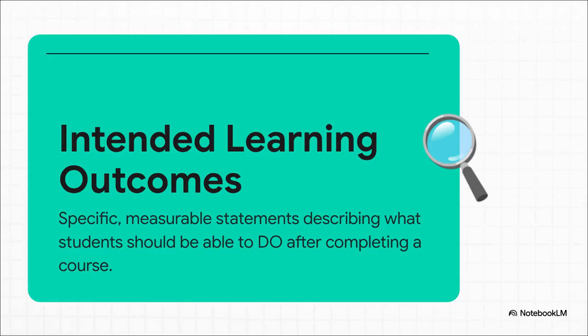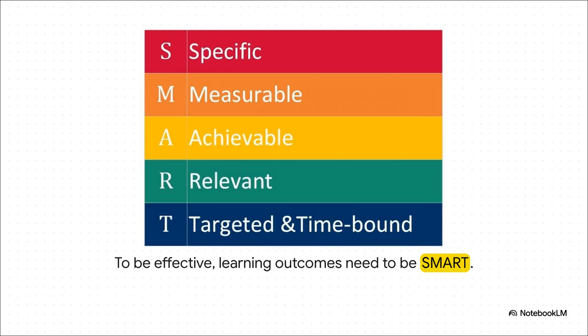Now, these are not some vague, fuzzy hopes like students will understand history. No way. They are precise, action-oriented statements. For instance, students will be able to analyze the primary causes of World War I. You see, that key word is always do. So, how do we make sure these learning outcomes are actually solid and not just wishful thinking?